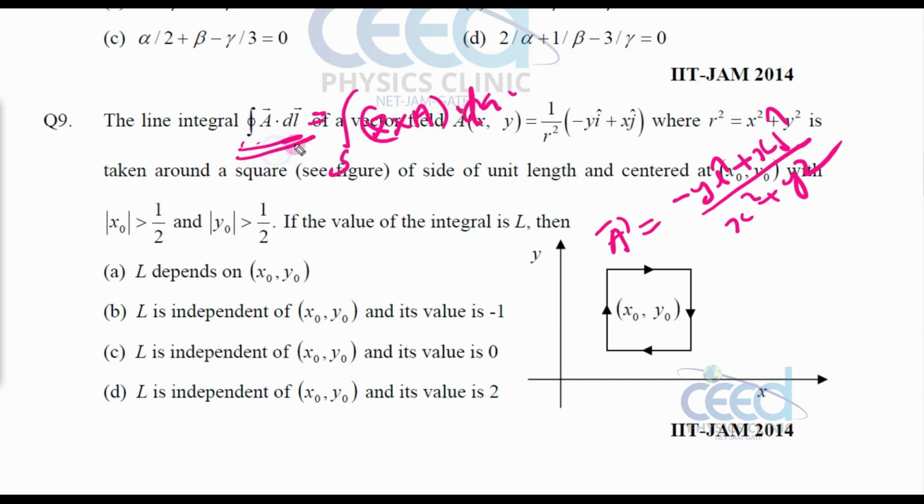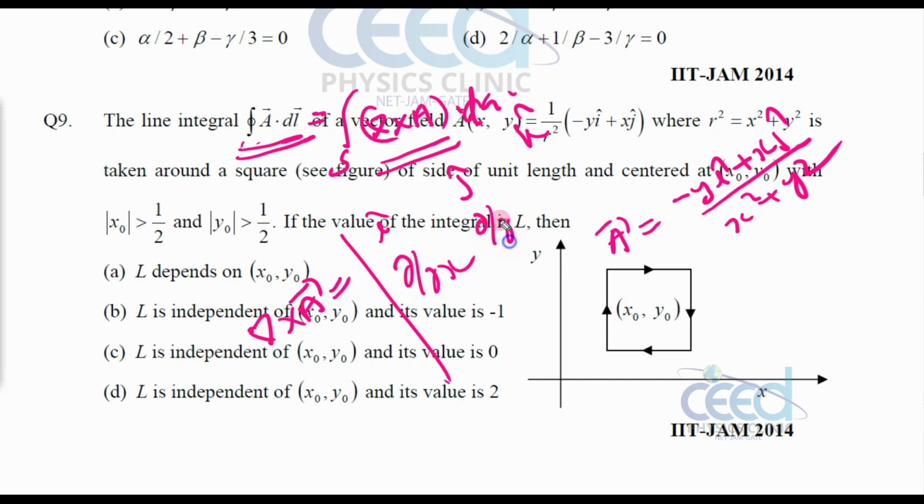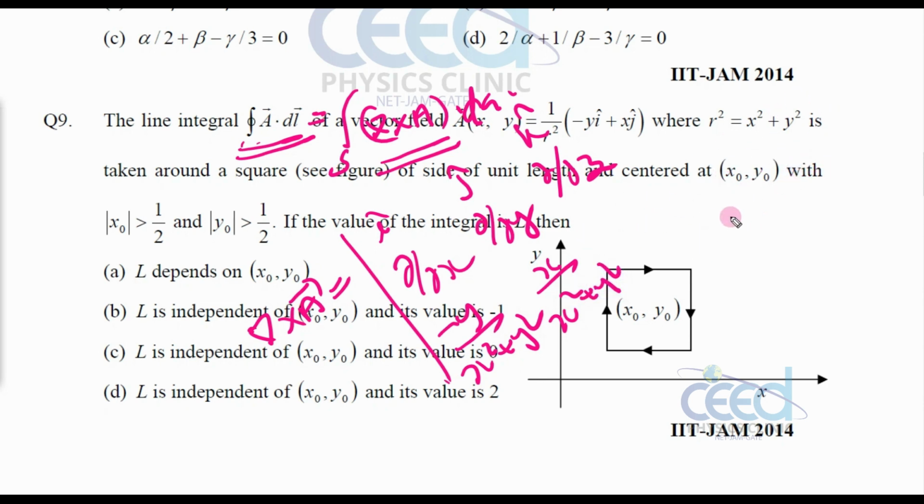So instead of calculating this, we can calculate this, right? So let us calculate del cross A first. Del cross A is equal to, what is del cross A? I cap, j cap, k cap, right? And here dou by dou x, dou by dou y, dou by dou z, and the I component is minus y by x square plus y square, and the j component is x by x square plus y square, and then the z component is 0, right? So we have no z component here.